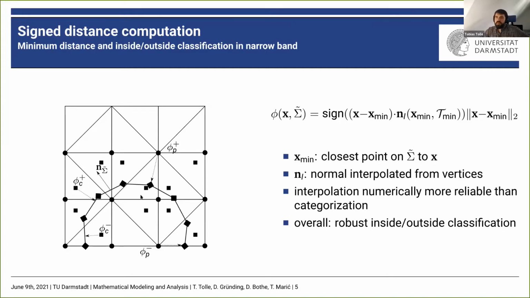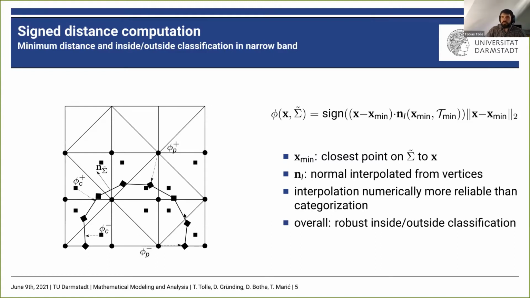We solved this by first computing normal information at the vertices, and then using linear interpolation between the vertices to compute a normal at the closest point x min. And it turns out this gives us a very robust inside-outside classification.